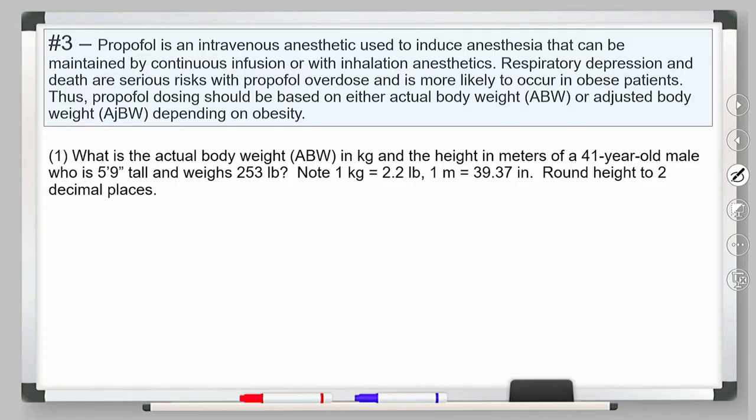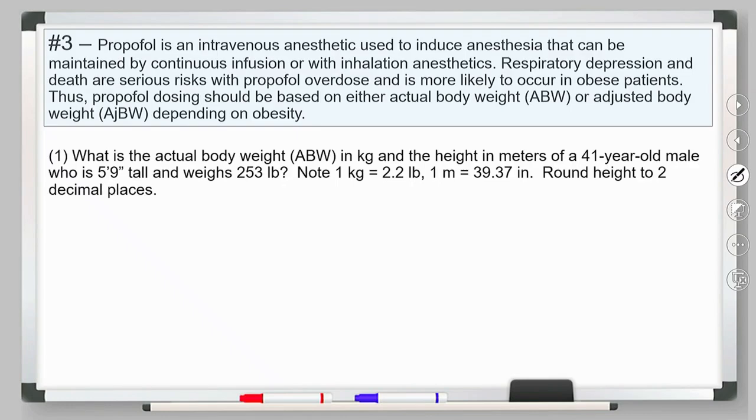Actual body weight is the weight you actually weigh. ABW, actual body weight. You put yourself on a scale, that's your weight, that's your actual body weight. There are 2 other body weights that we will often use to dose drugs. The first is an ideal body weight, and you're going to see that formula here in a little bit. And then beyond ideal body weight, there's what we call an adjusted body weight.